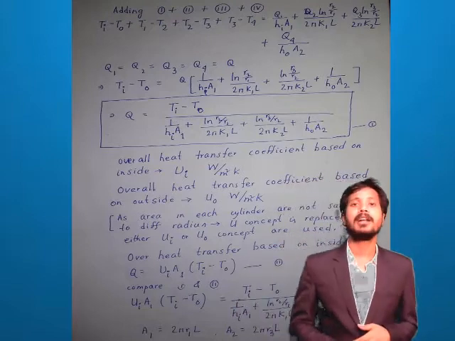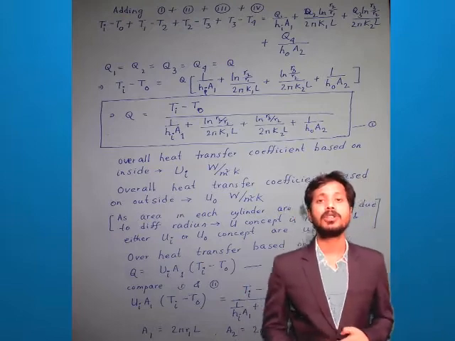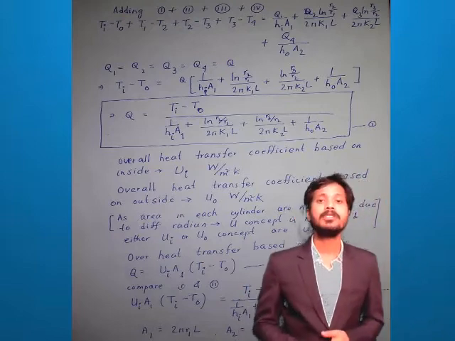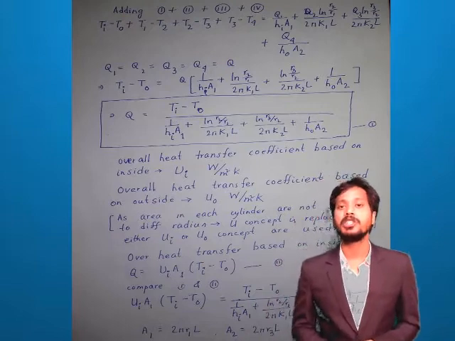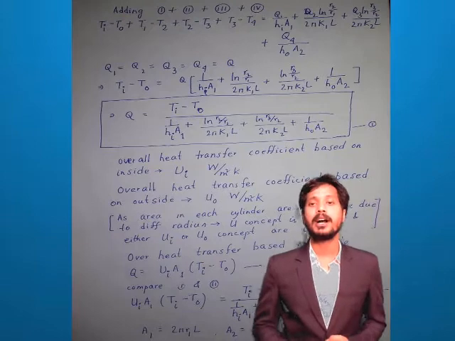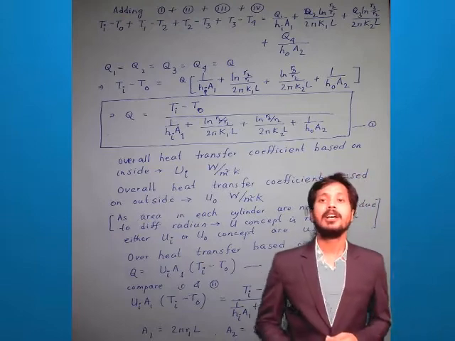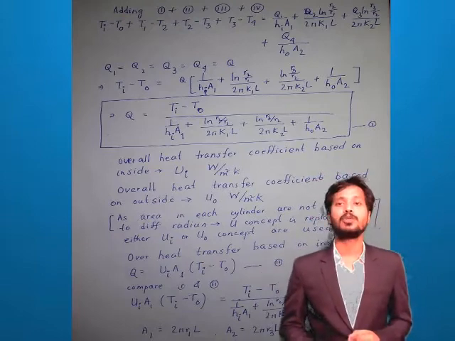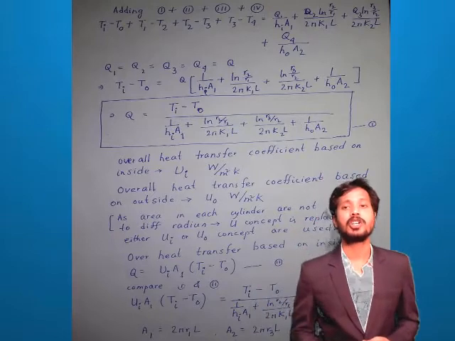So that's why I can replace the value of Q1, Q2, Q3 and Q4 with Q. So finally we get Ti minus T naught equals Q into within bracket 1 by Hi A1 plus ln of R2 by R1 divided by 2 pi K1L plus ln of R3 by R2 by 2 pi K2L plus 1 by H naught A2.